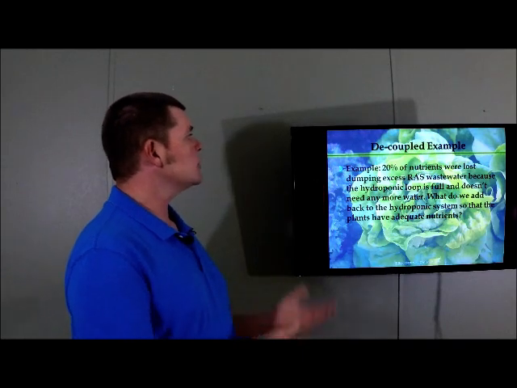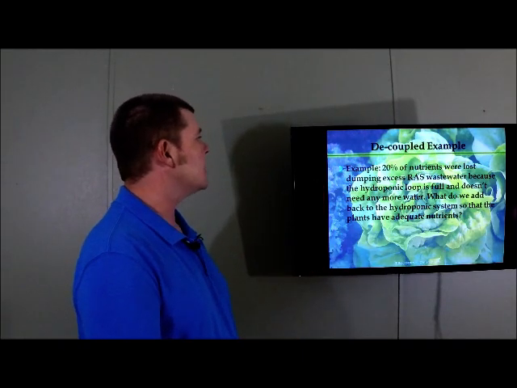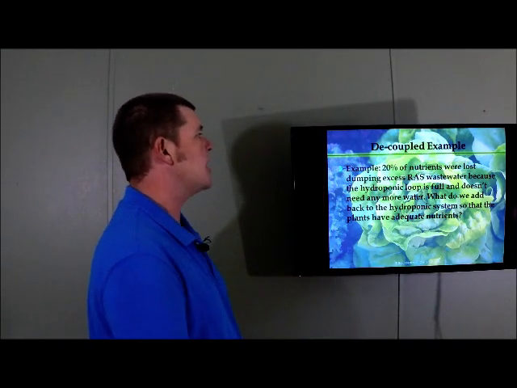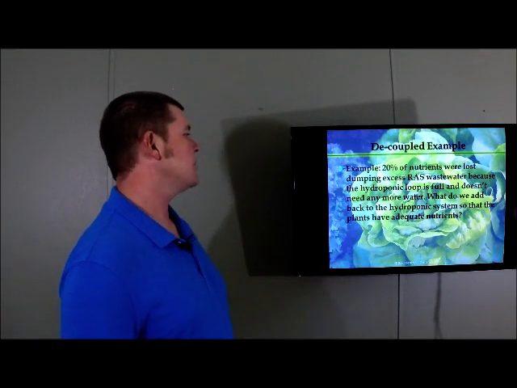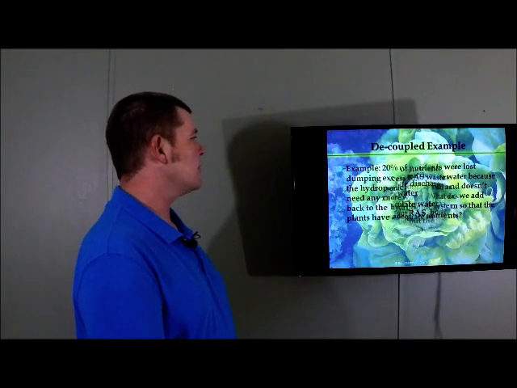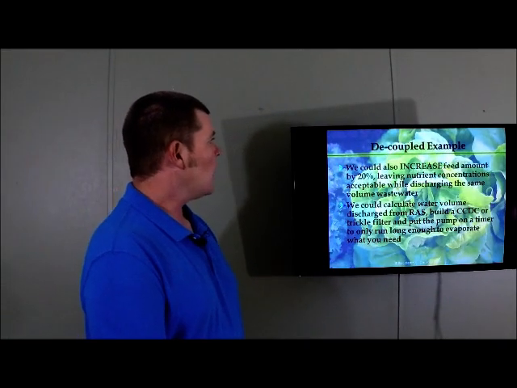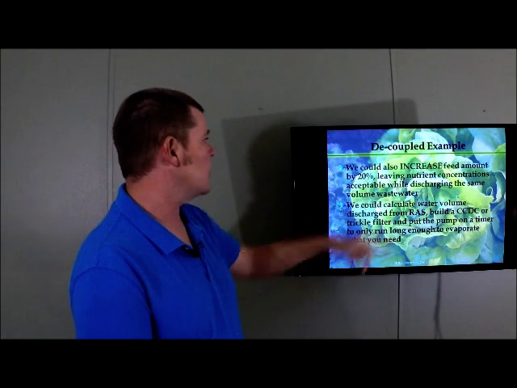So here's a quick example. 20% of nutrients were lost dumping excess RAS water because the hydroponic loop is full and doesn't need any more water. What do we add back to the hydroponic system so that plants have adequate nutrients? Well, we could increase the feed amount by 20%.